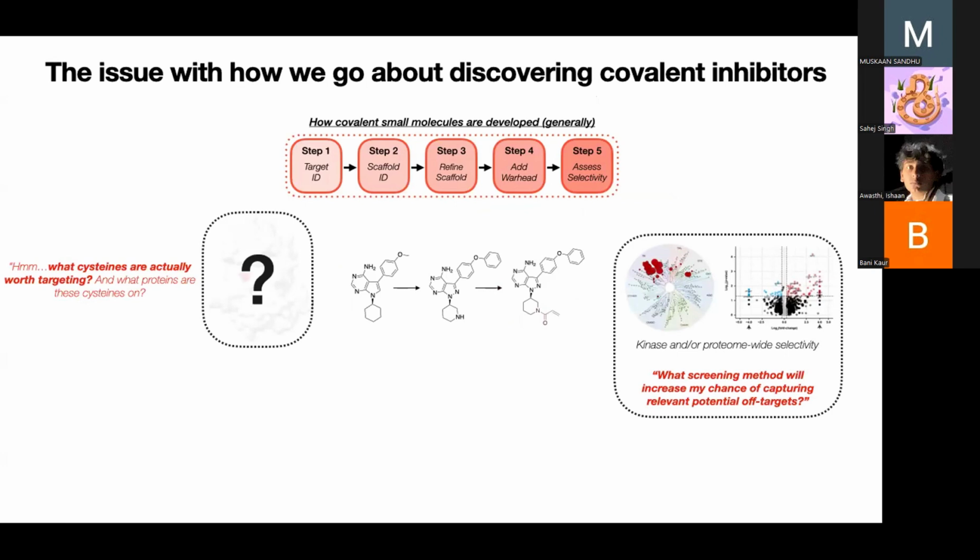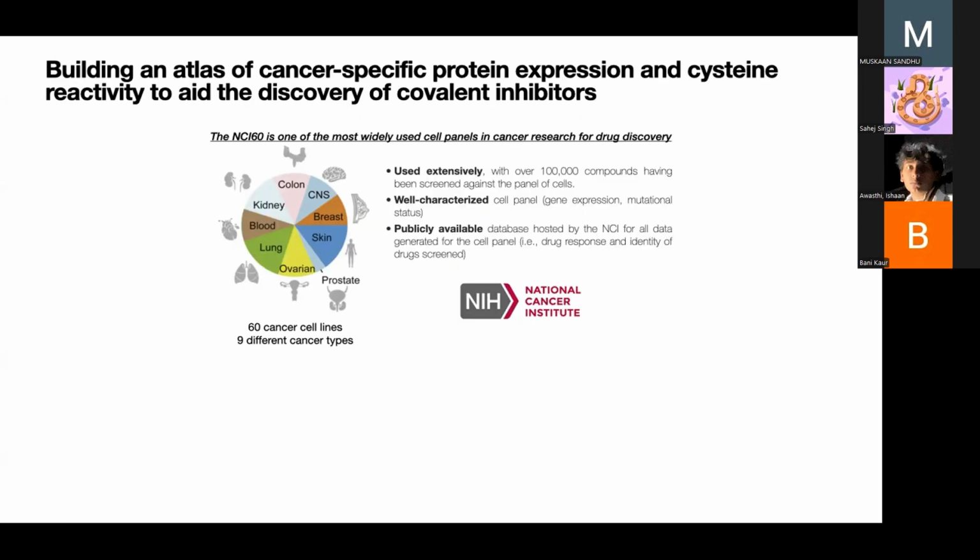But obviously there's multiple kinds of cancers. So the ideal scenario would be you have a large panel of cancer cells that will allow you to see how different certain cancers that come from different tissues are from one another, and how maybe there's different reactivities for those cysteines on those proteins from cancer to cancer. And one of the most well-established cancer cell line panels in the country, and arguably in the world, is one known as the NCI 60.